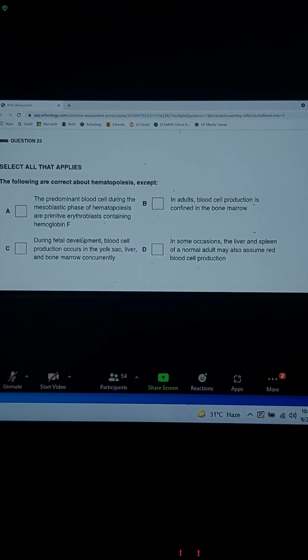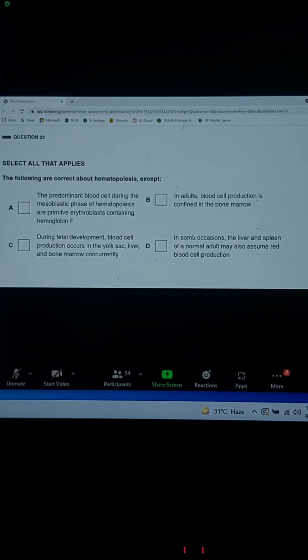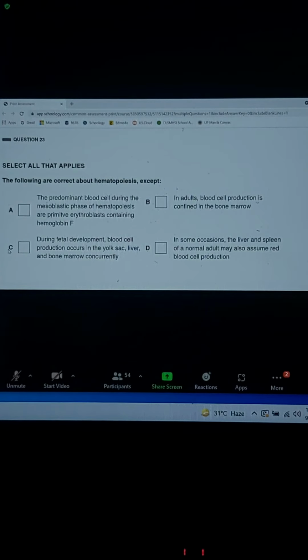Sir, hindi po talaga makaka-consider yung letter B kasi nga po may nangyayari din pong extramedullary hematopoiesis. In what case? Bakit natin ito pwedeng i-consider na tama? Kasi po specific lang po talaga yung sinasabi niya na sa bone marrow lang po magkakaroon ng cell production.